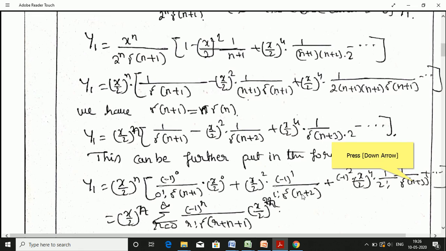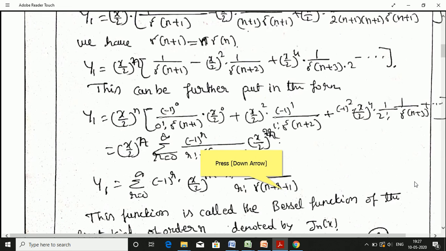Okay, these are all 1. If I multiply anything by 1, the value will not alter. Here it is minus 1, still I have written it as plus (x by 2) whole square as it is, and this minus I have written as minus 1 to the power of 1, 1 factorial into gamma of n plus 2, plus can be written as (minus 1) whole square into (x by 2) whole power n. Here 2 is there. I have written that 2 as 1 by 2 factorial into 1 over gamma of n plus 3, plus dot dot.